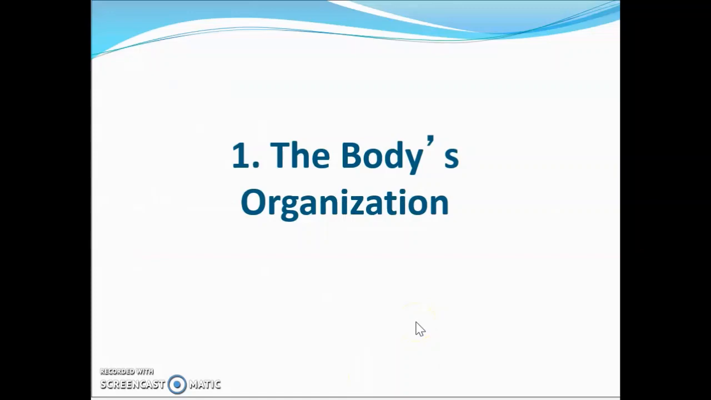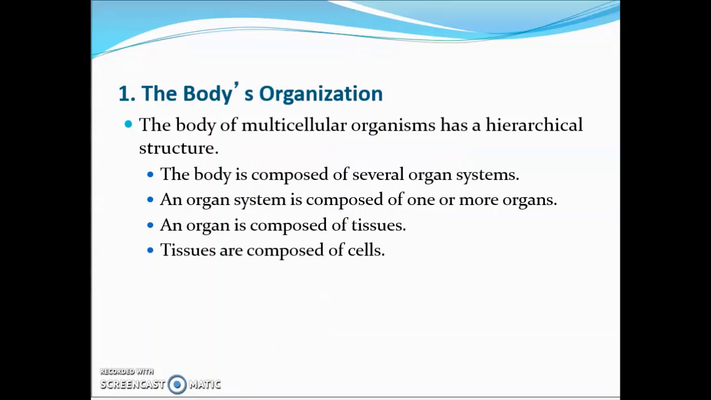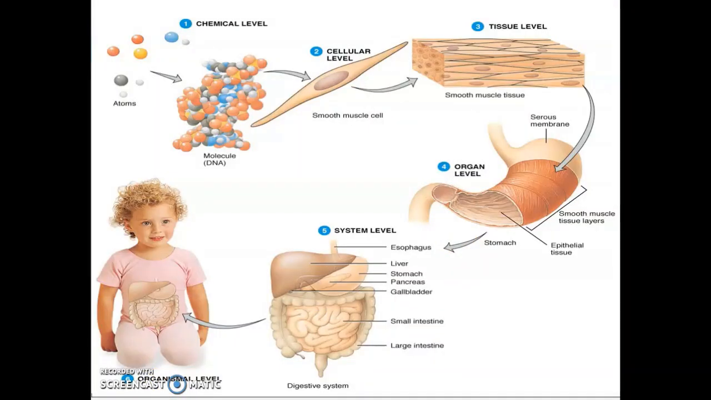The different levels of biological organization refers to the hierarchical organization of structure in multicellular organisms. The hierarchical arrangement of multicellular organisms begins at the simplest level, which is known as the chemical level, followed by the cellular level, tissue level, organ level, system level, and finally the organismal level.